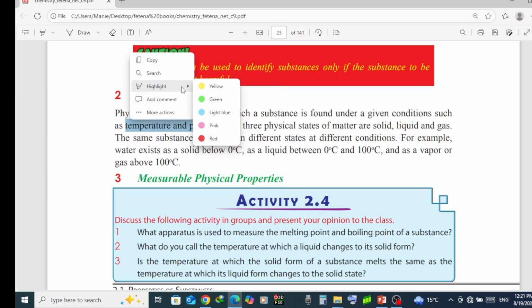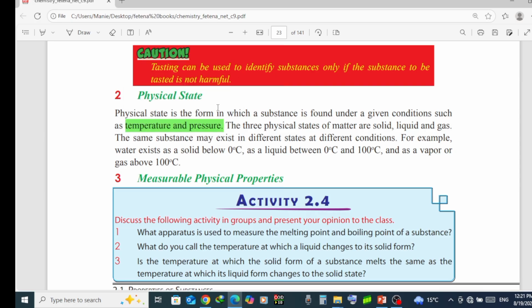You have to know this. A physical state of a substance is the form in which it is found under given conditions such as temperature and pressure.